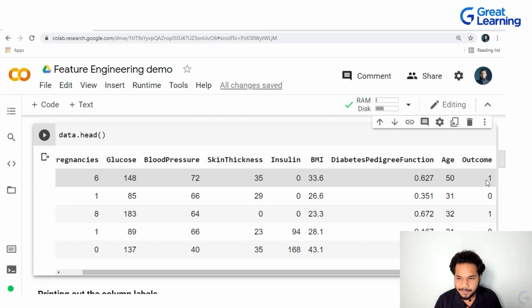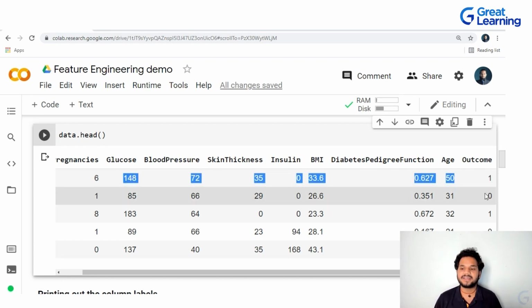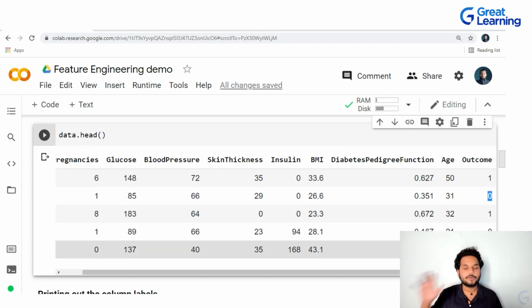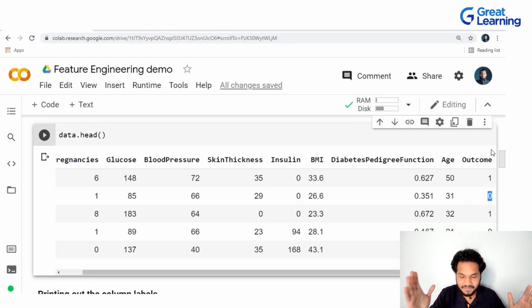Now if the outcome is 1, this means that the person whose data this is is diabetic. If it is 0, it means this person is not diabetic. So we already know for a fact whether the person has diabetes or not. What we are going to do is remove this last column, completely separate it out, and feed everything else to the machine learning algorithm and get it to understand if it can predict it correctly or not.